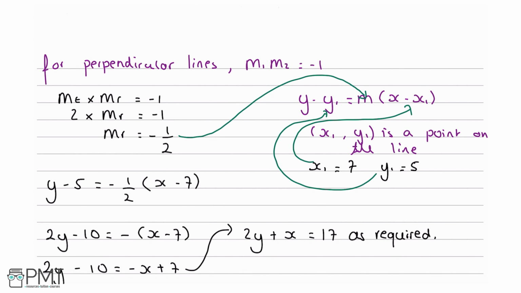Your first mark comes from getting the gradient of your radius as being minus a half. Your second mark comes from combining your gradient of minus a half with the point 7, 5 to get an equation in this form. So this line over here, down here, is enough to get your second mark. Your third mark comes from correctly completing your proof to get 2y plus x equals 17.